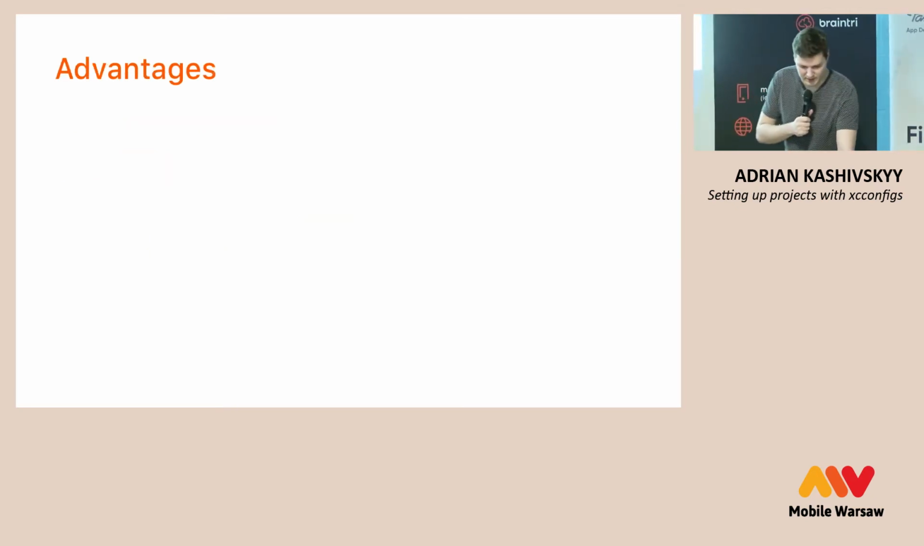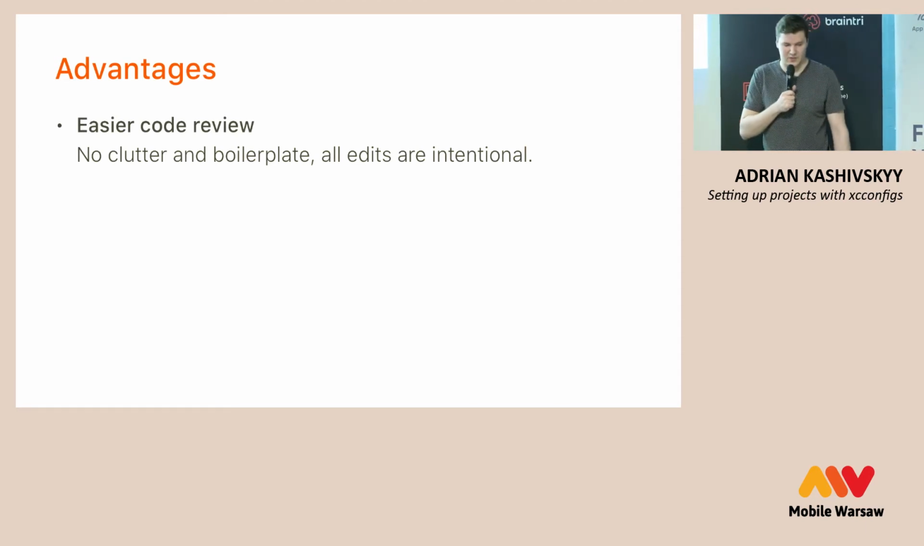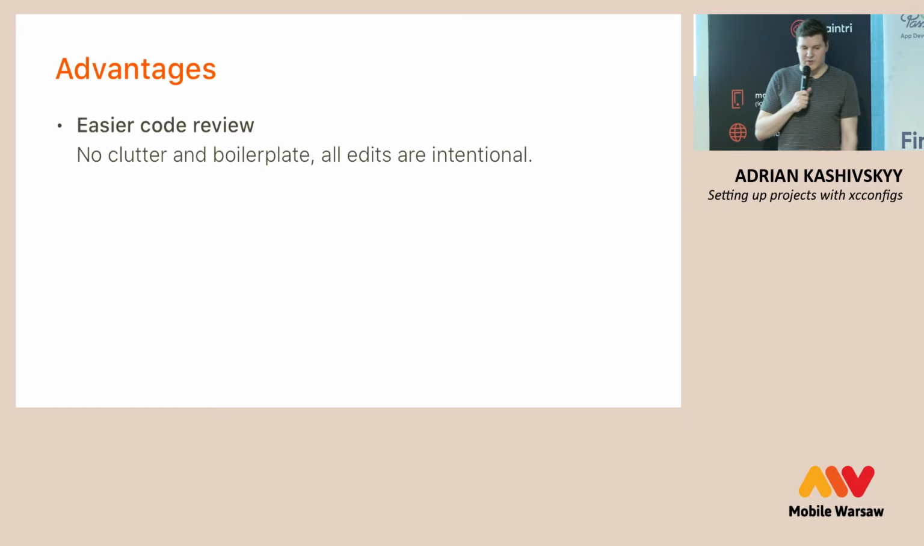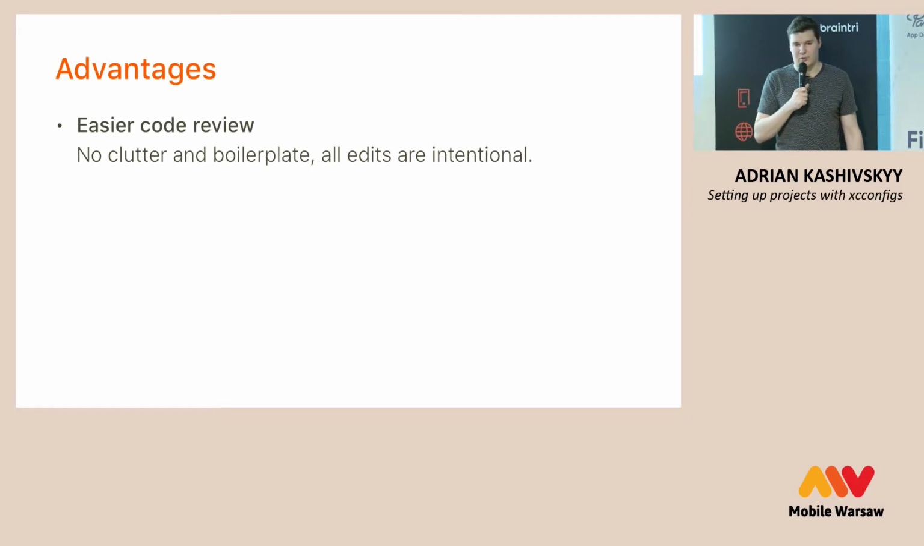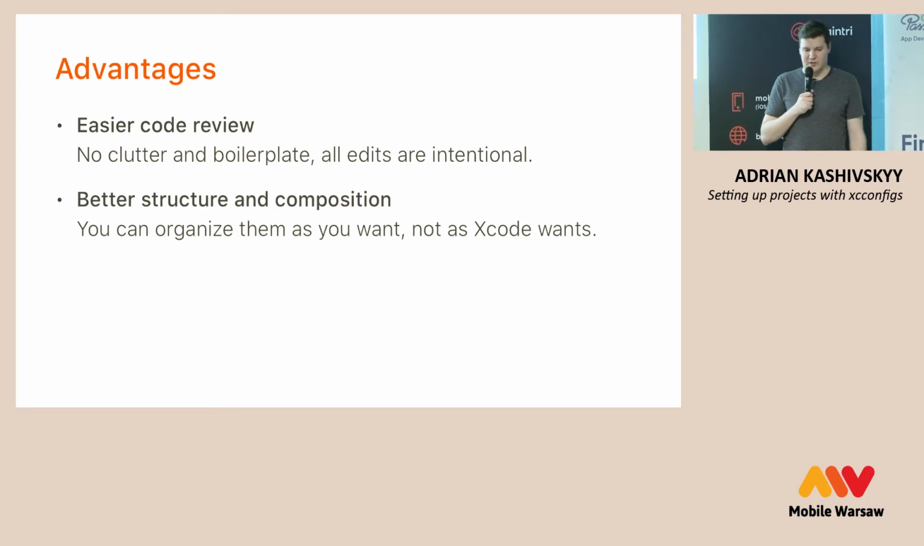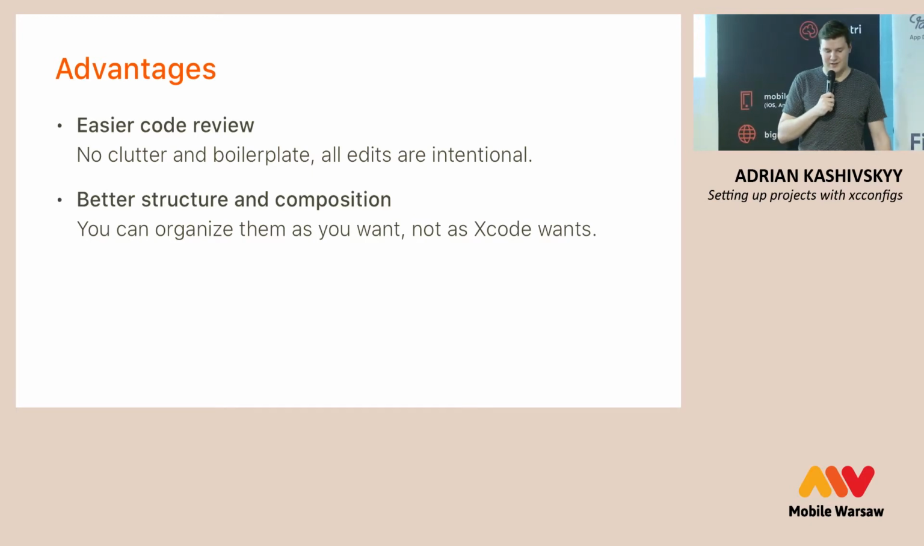So what are the advantages of the xcconfig files? As I mentioned before, they allow you to do easier code review because there is no clutter and boilerplate, and you can be sure that all changes to these files are intentional and made by the developer, not by Xcode itself. It allows you to have better structure and composition because you can organize the build settings, group them in logical chunks, decompose them into separate files, and basically do with them what you want and not rely on the enforced way Xcode defines them in the UI.